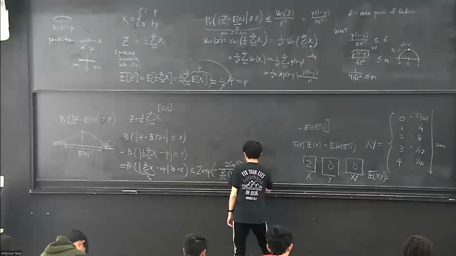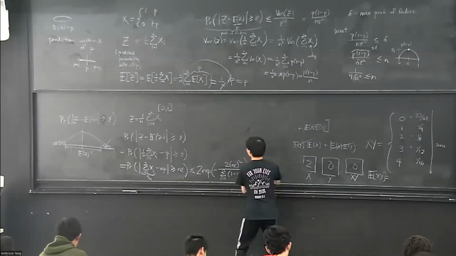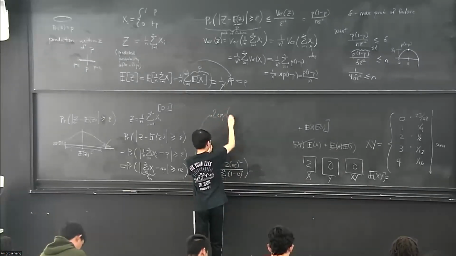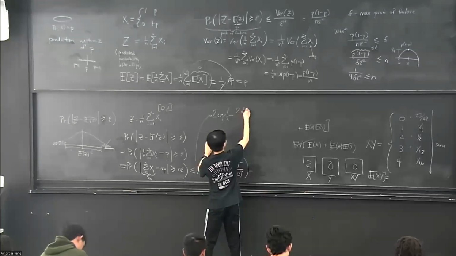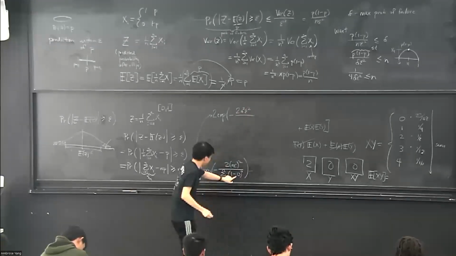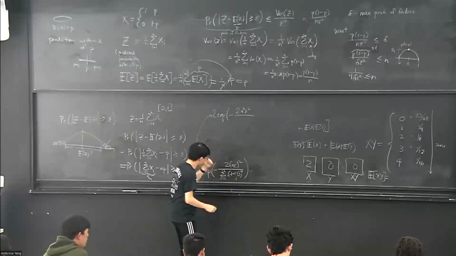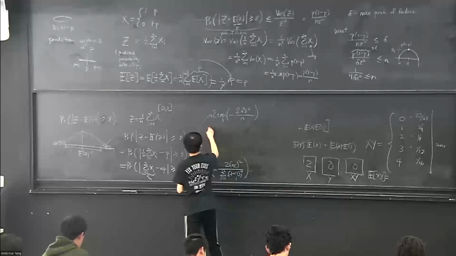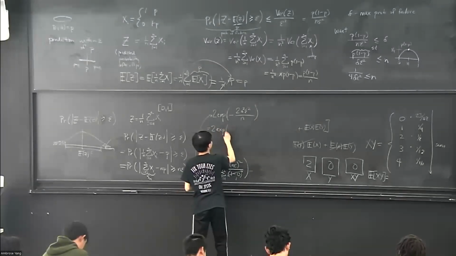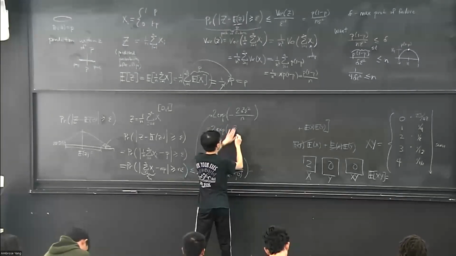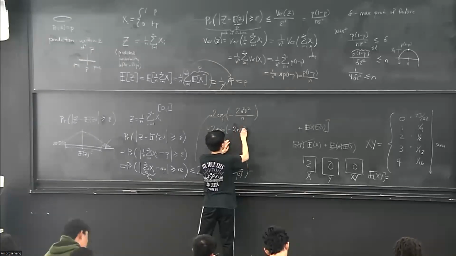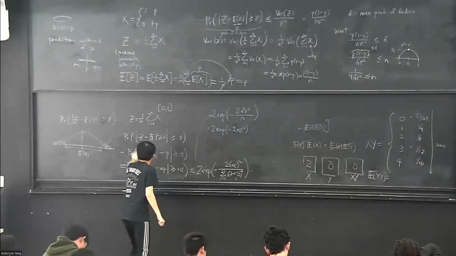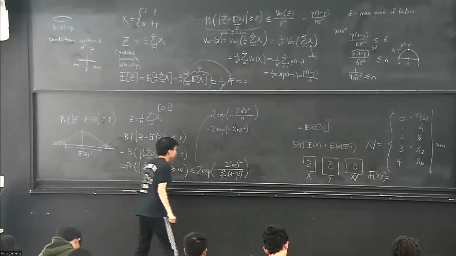This is equal to 2 times the exponential of minus 2n squared epsilon squared over this thing, which is just one. One plus one plus one, n times, that's n. Therefore, this is equal to 2 exponential negative 2n epsilon squared. Keep in mind, this is the probability of failure. Probability of failure less than or equal to this.